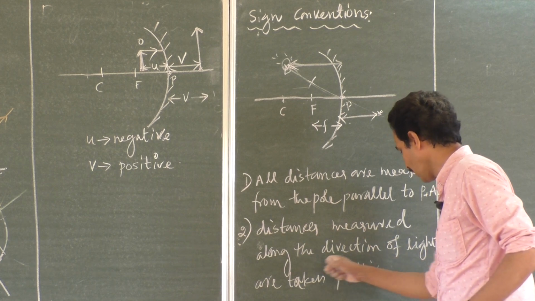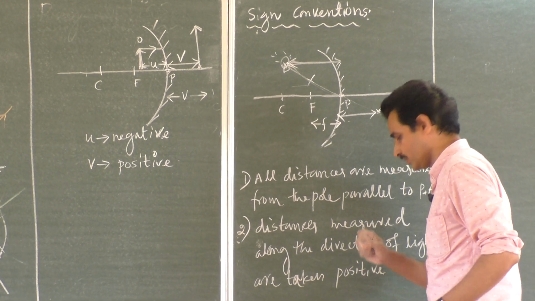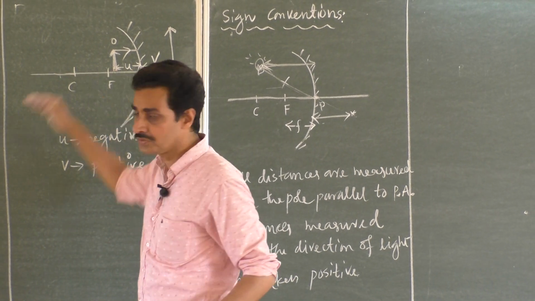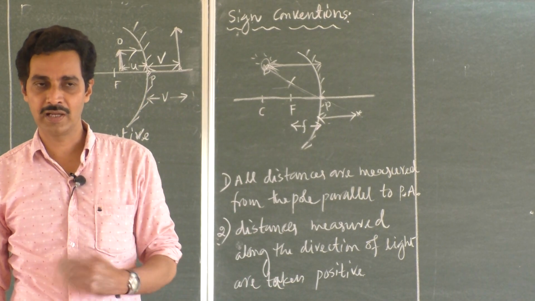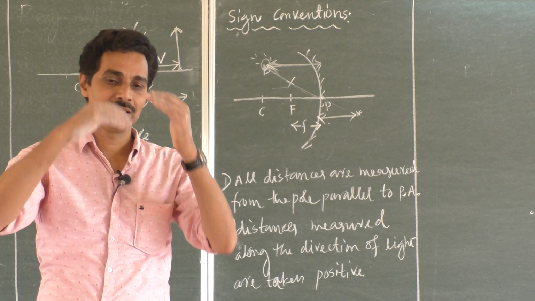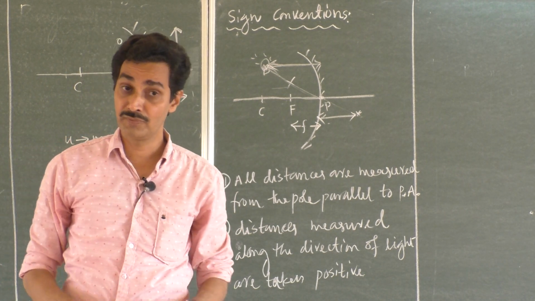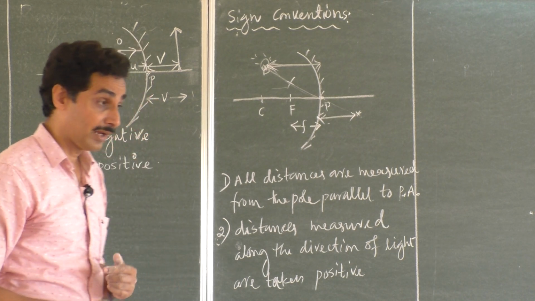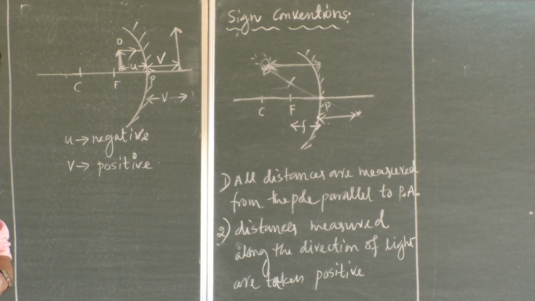Distances measured along the direction of light are taken positive. Along with that, distances measured opposite to the direction of light are taken negative. Of course, all these sign conventions become very easy when you apply them to a problem, because I have told you, every time observe when I draw the diagram.